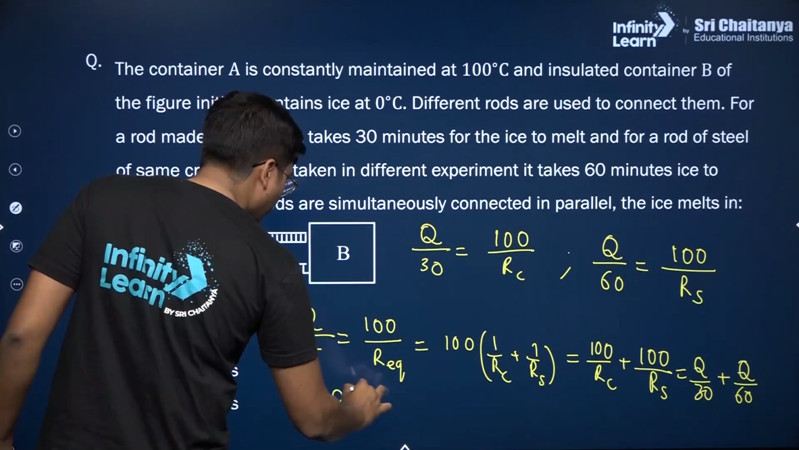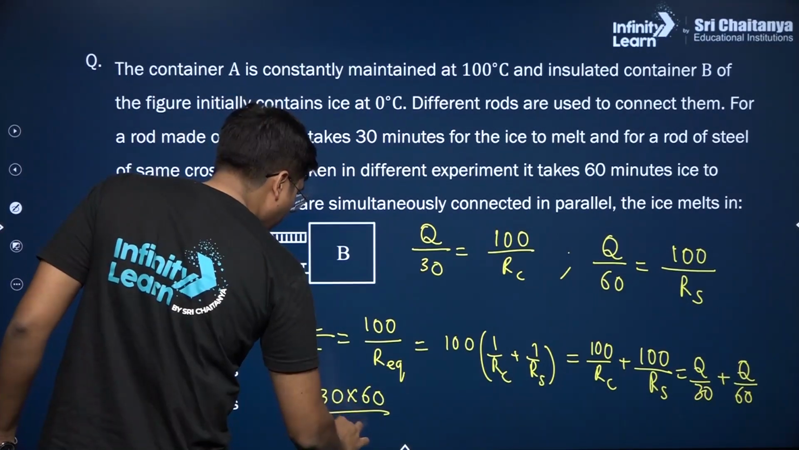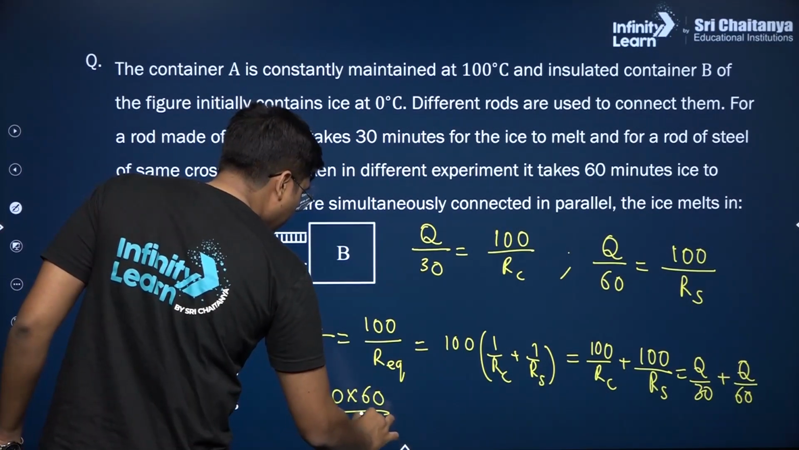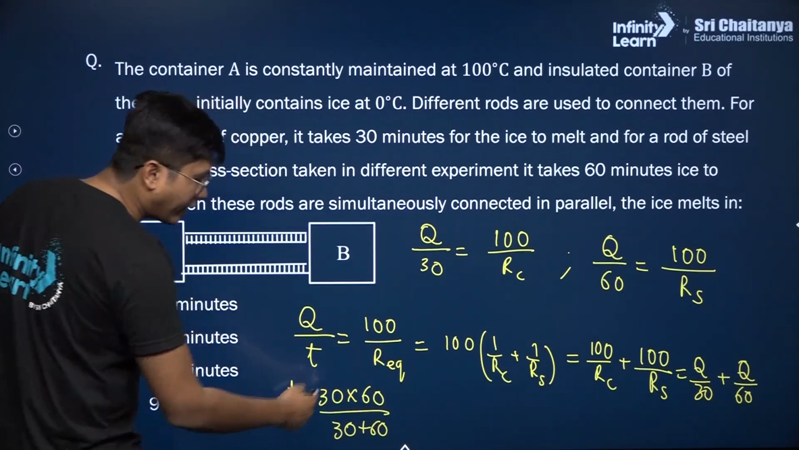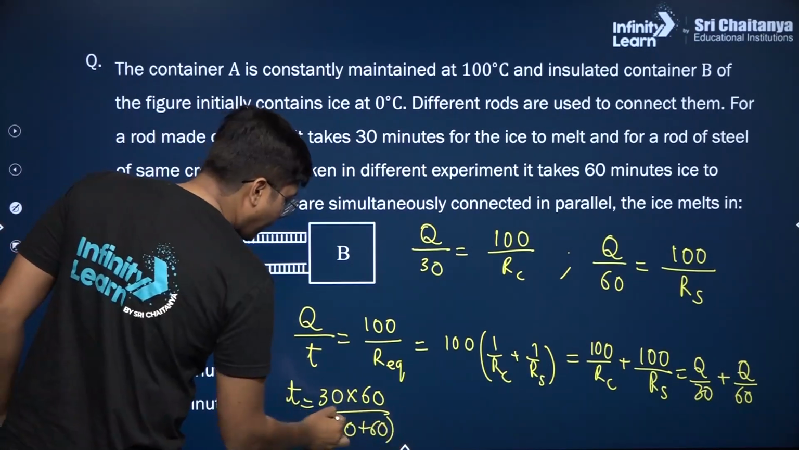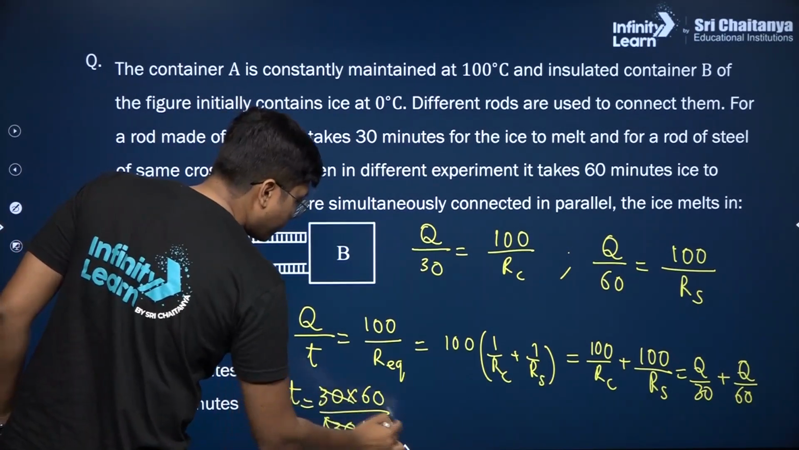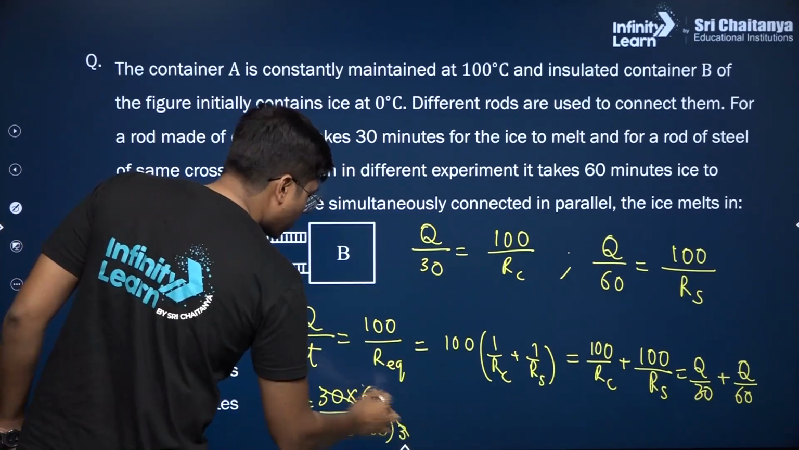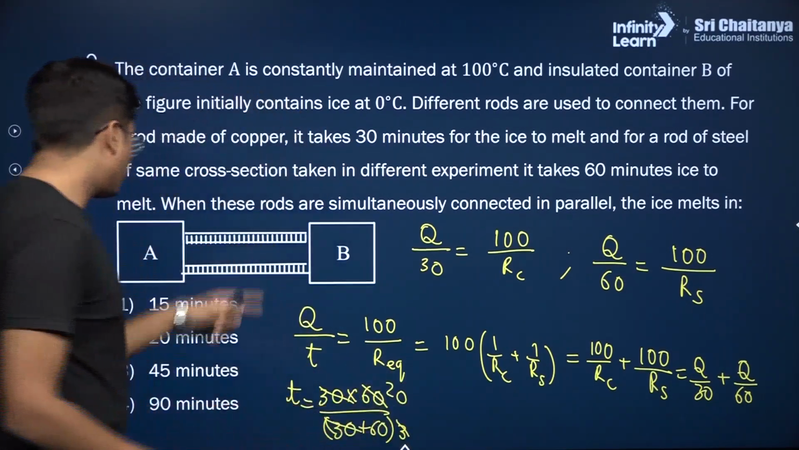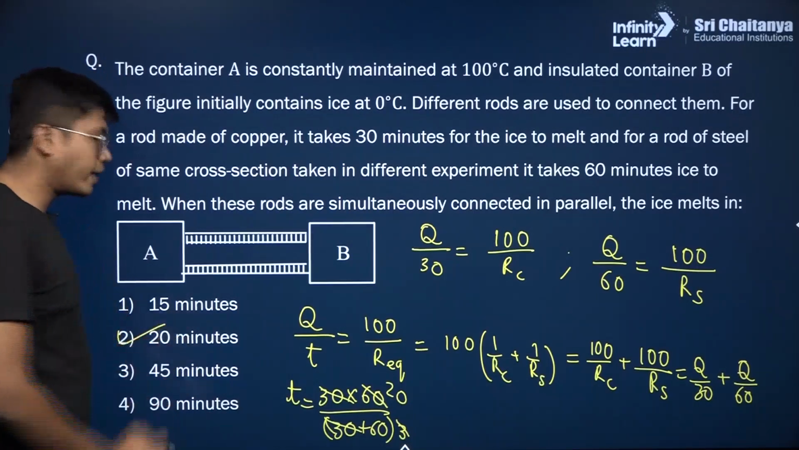30 into 60 divided by 30 plus 60. This is 90. 90 goes with 3 here, 3 goes here with 20. So your T is equal to 20. Your answer is 20 minutes.